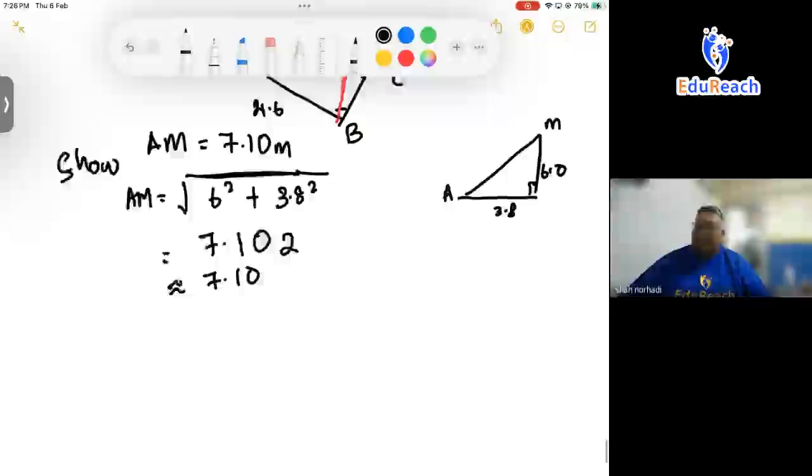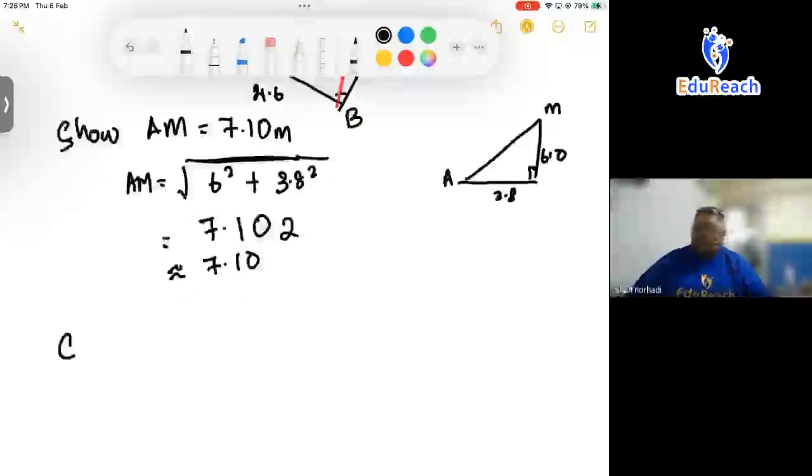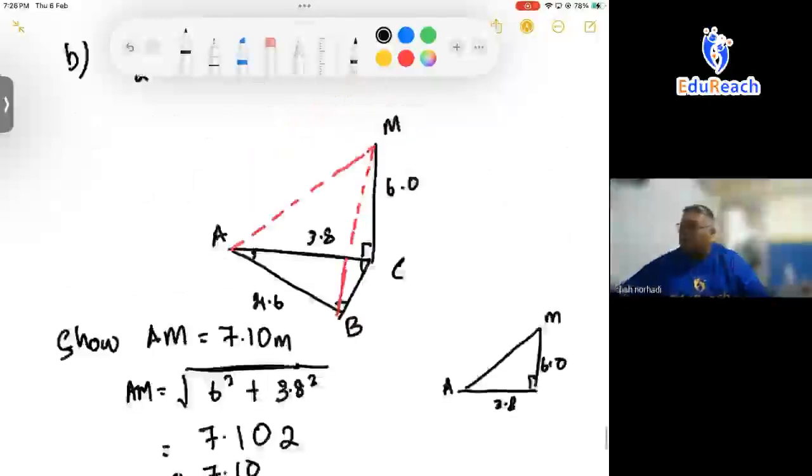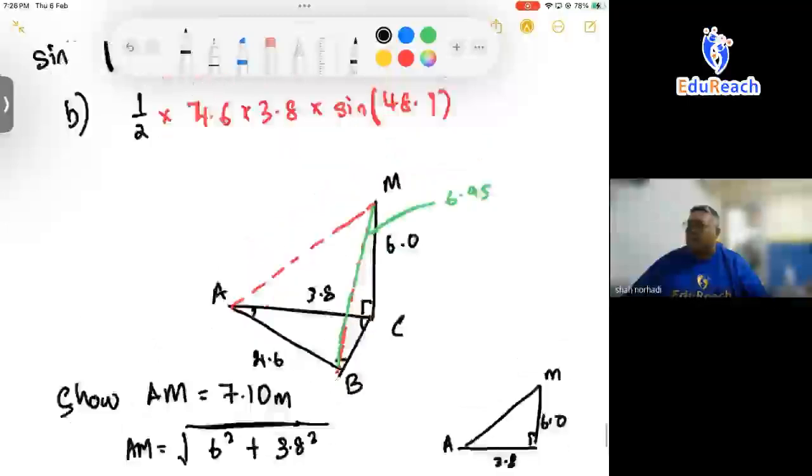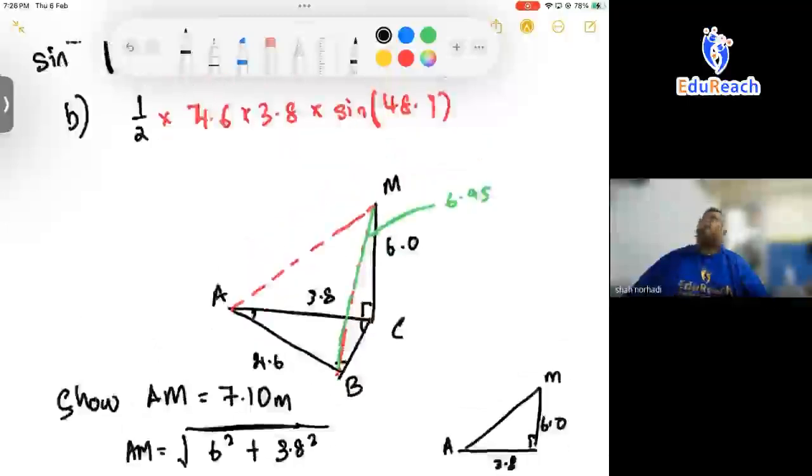Okay. So 7.10. The next part, they say that given BM is equal to 6.95. So now I'll change color. BM, this is 6.95. How do we find the angle of elevation? Okay, BM is 6.95. How do we find angle of elevation?